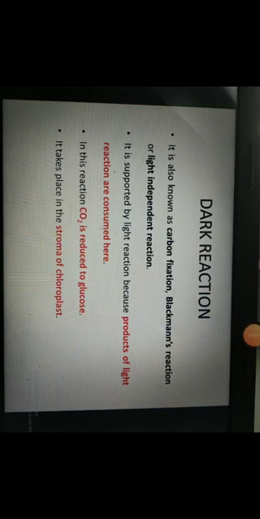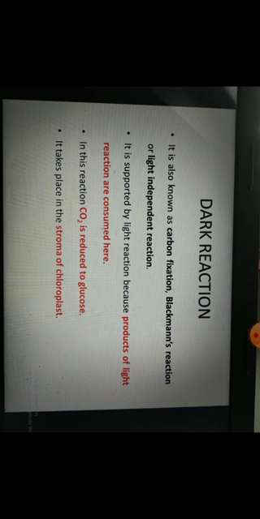Dear students, our topic for today is dark reaction. As I have already explained, this process occurs in two phases. The first phase was light reaction, in which the products are oxygen, ATP, and NADPH2. Now the ATP and NADPH2 are both called reducing powers.